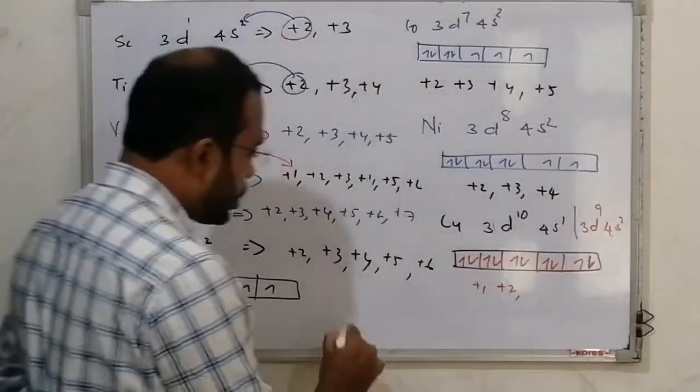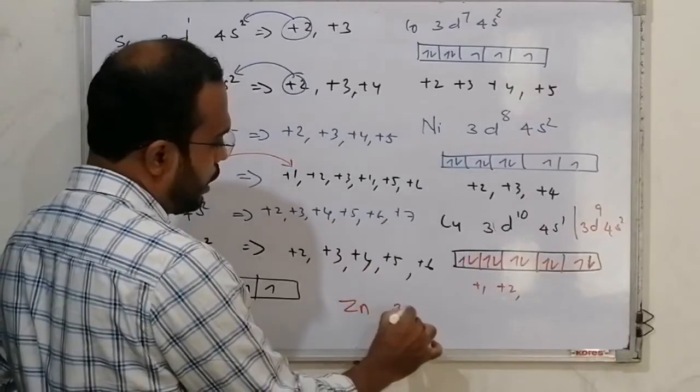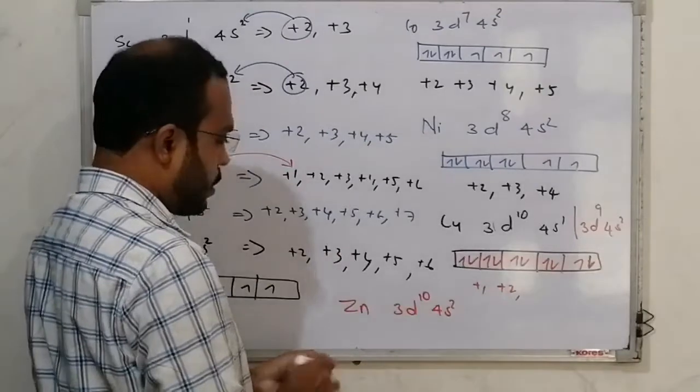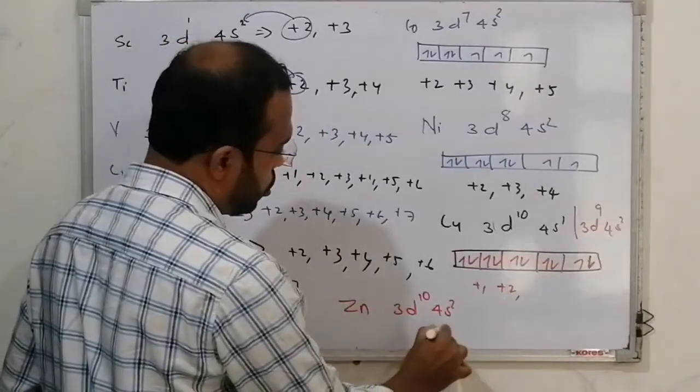Yes. Now zinc, 3d10 4s2. It shows only one oxidation state, +2. Zinc shows only +2.